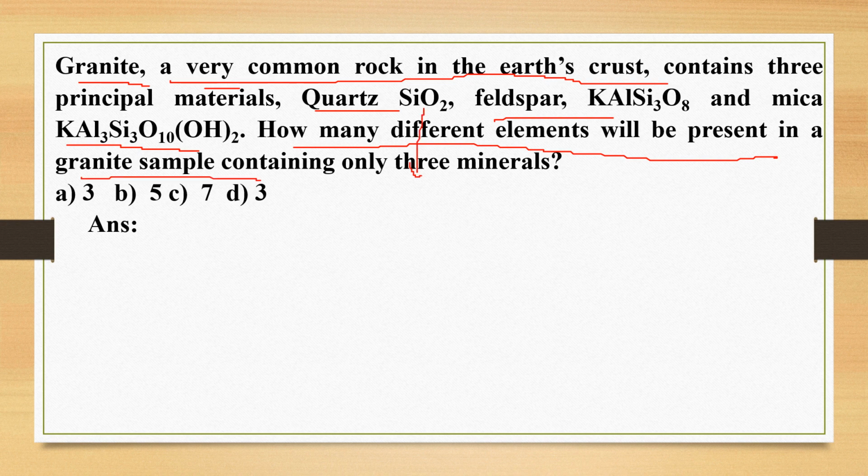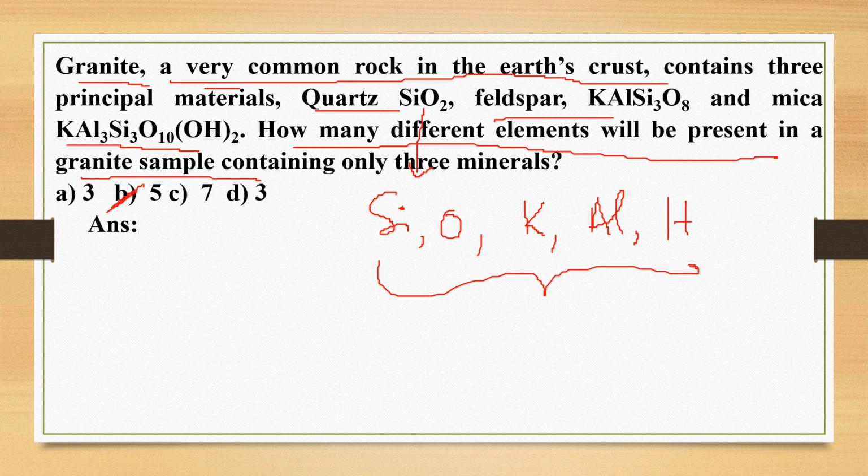If we go through this, first silicon and oxygen from quartz, then from feldspar potassium and aluminum, and finally hydrogen from mica. In total we have five different elements. So I select option B, because he is asking how many different elements are present. 5 is the right answer. Answer is B.